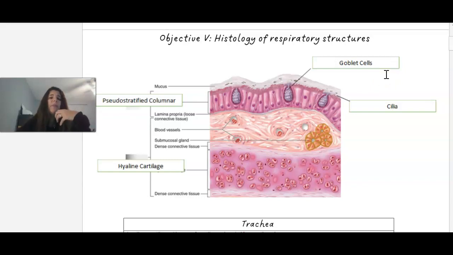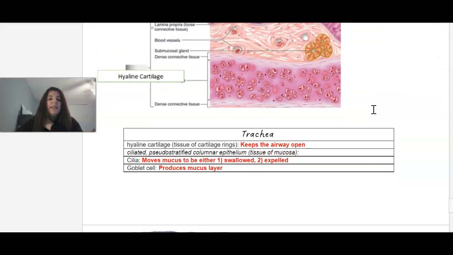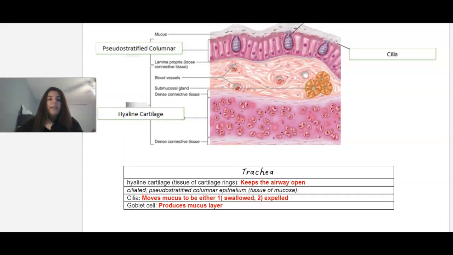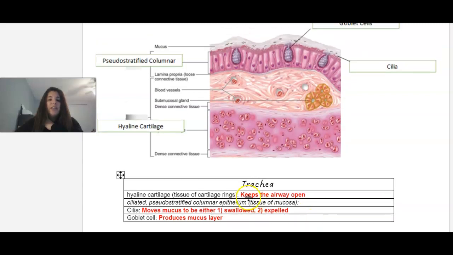We want to have some mucus because it helps lubricate the passageways and it allows the air to travel through those passageways a little bit easier. However, we don't want too much mucus, and we want that mucus to be moved around so that it's not building up, and that's the job of the cilia. So those little hairs will beat back and forth and move that mucus around so it doesn't get backed up into our airways. So that's the function of these things.